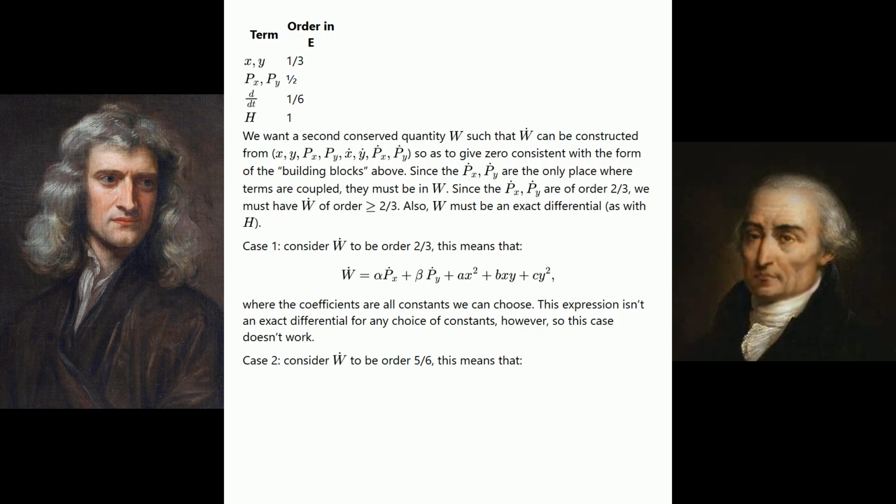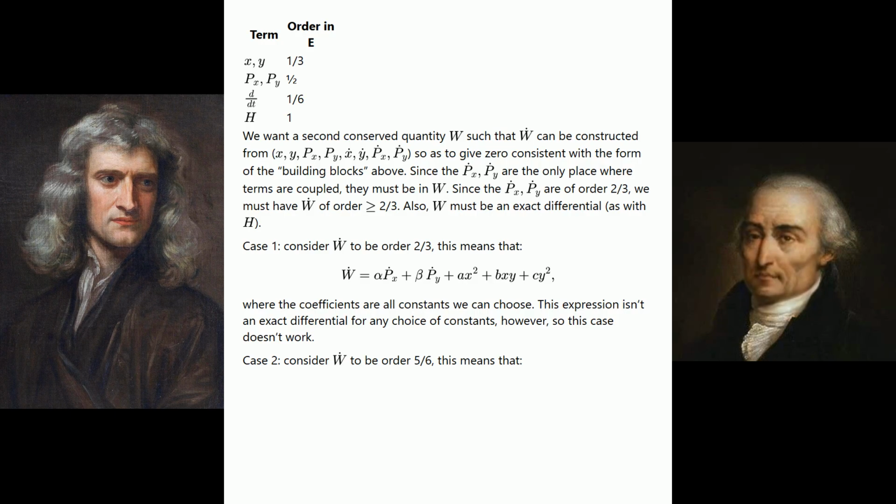We want a second conserved quantity W such that W can be constructed from x, y, p sub x, p sub y, so as to give 0, consistent with the form of the building blocks above. Since the p sub x, p sub y are the only place where terms are coupled, they must be in W. Since the p sub x, p sub y are of order 2/3, we must have W of order greater than or equal to 2/3. Also, W must be an exact differential, as with H. Case 1. Consider W to be order 2/3, this means that.